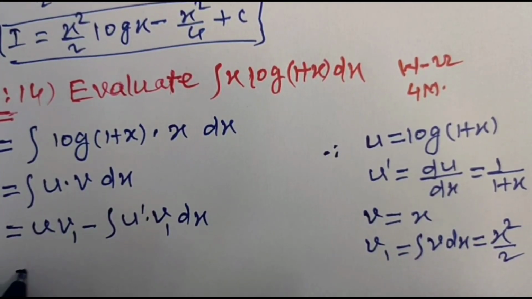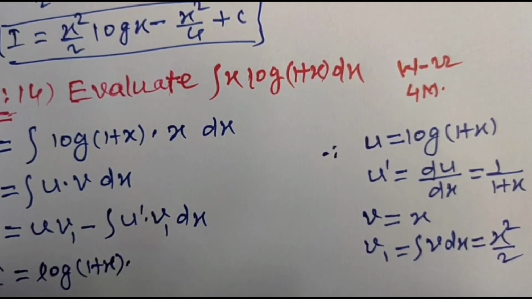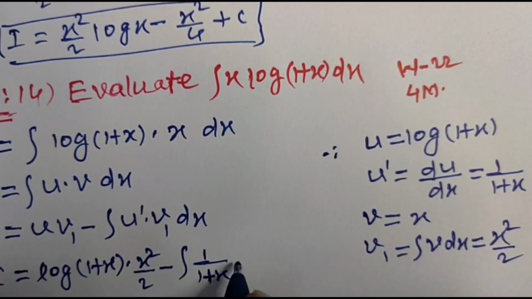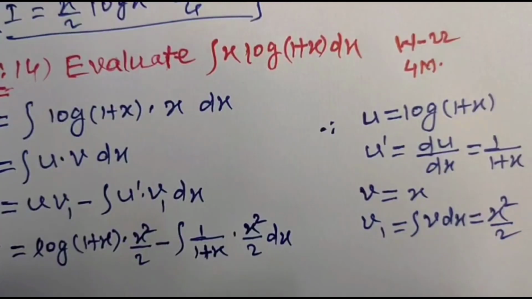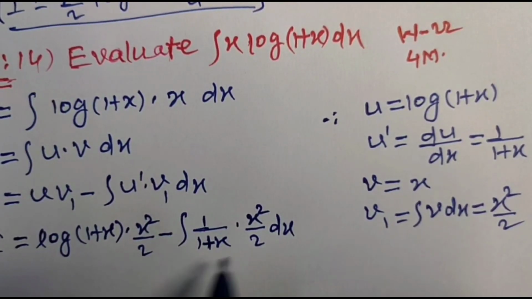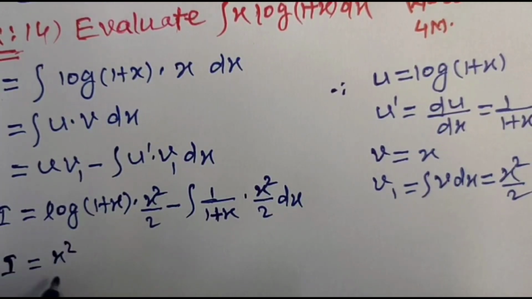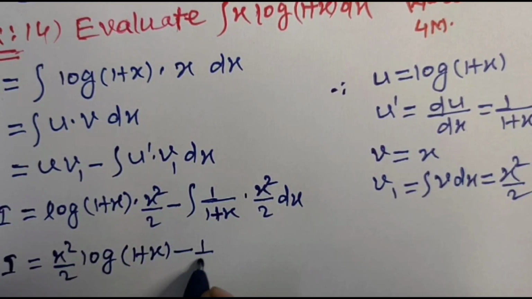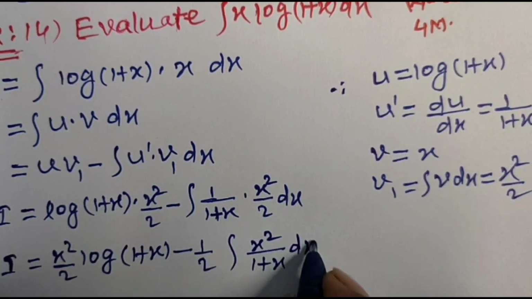So I is equal to logarithm of 1 plus x into v1 is x square divided by 2, minus integral of u dash is 1 upon 1 plus x into v1 is x square divided by 2, integral with respect to x. Okay, now again simplify and you have this integral. I is equal to x square divided by 2 logarithm of 1 plus x minus 1 by 2 integral of x square divided by 1 plus x, integral with respect to x.